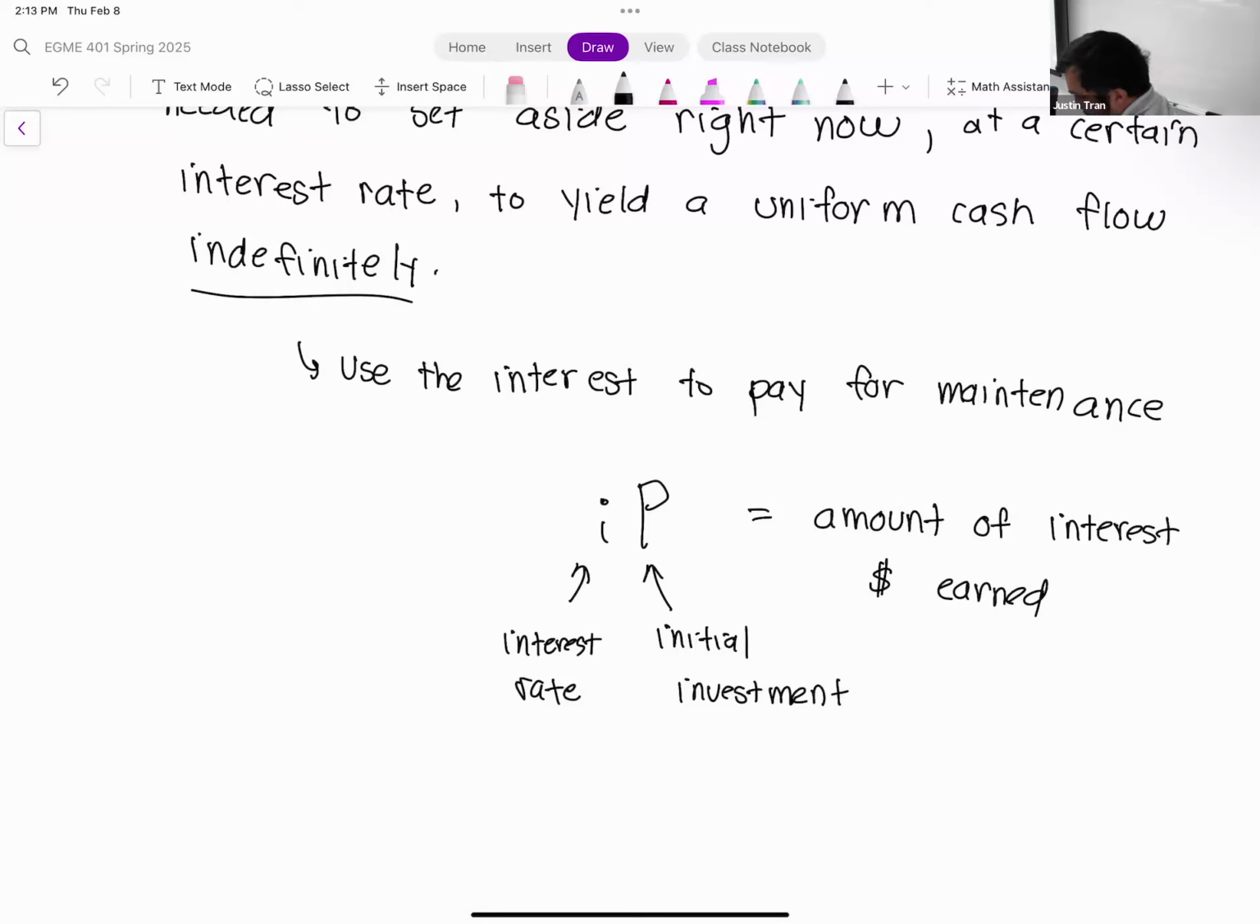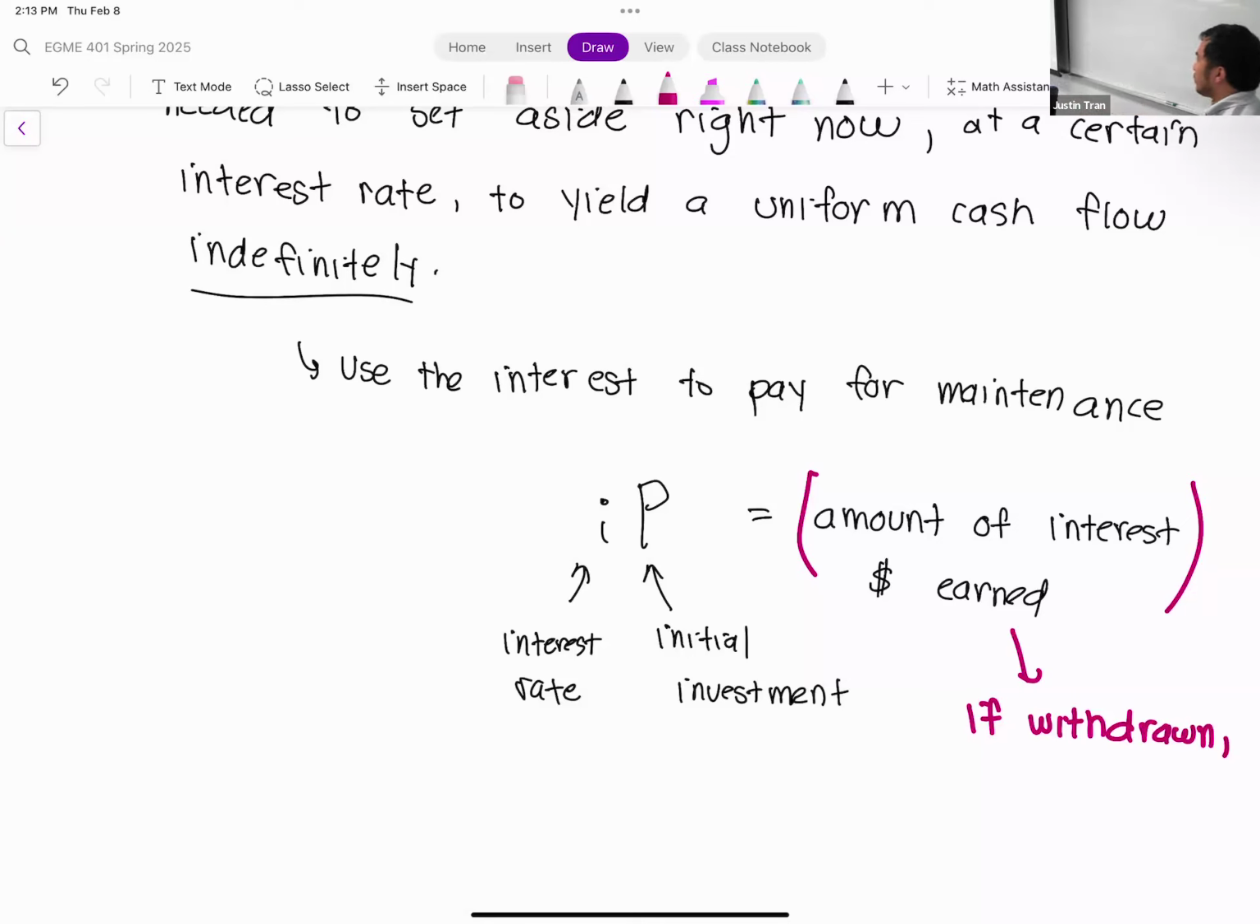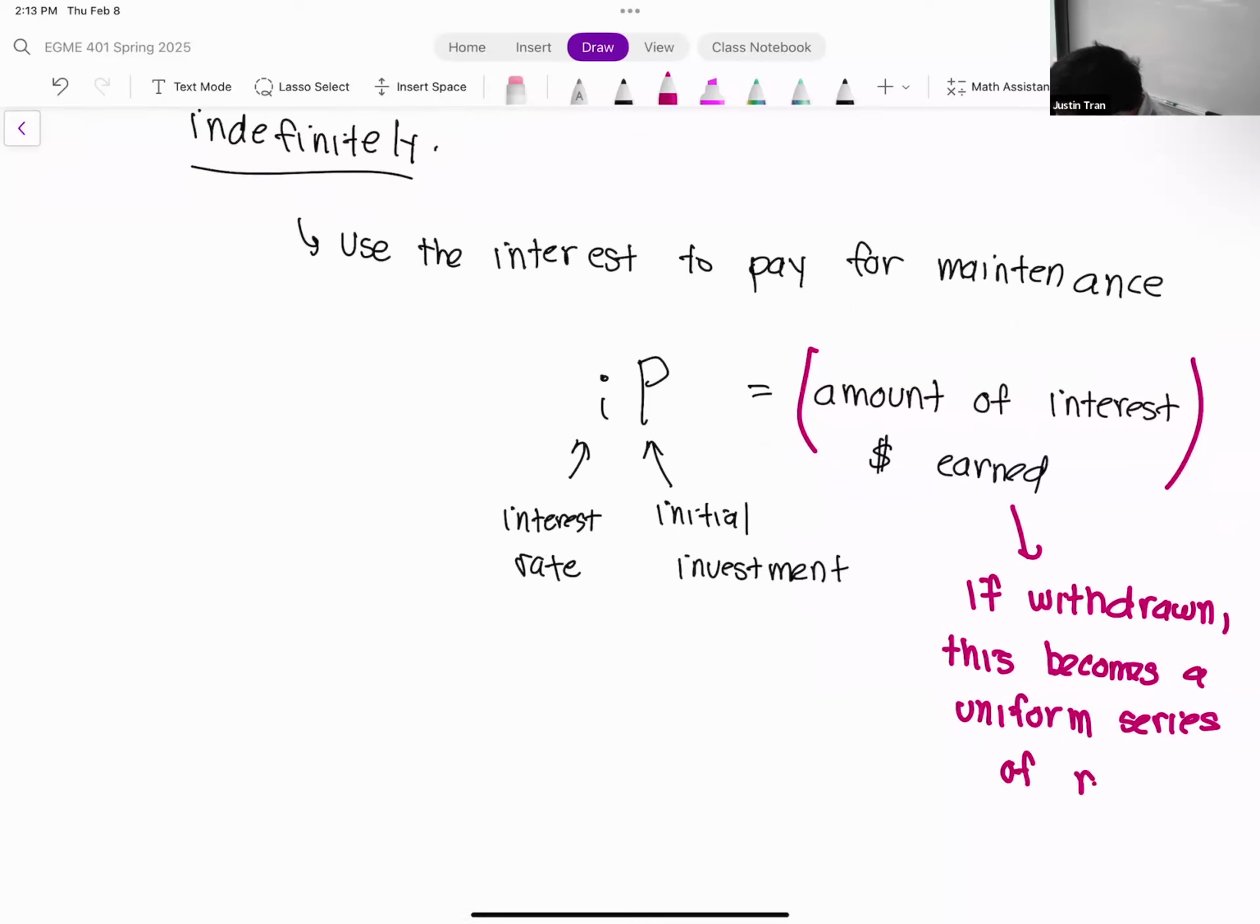If you set up an account like this and every year you withdraw that amount of interest, this amount right here, if withdrawn every year, then this becomes basically a uniform series of payments. Because that's money that you're earning on a regular basis. We have a formula to compute that.